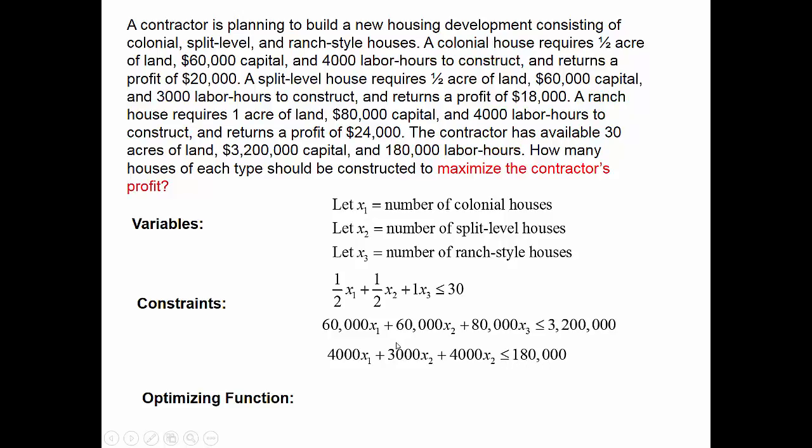The optimizing function is trying to maximize the profit. Let's look back at the problem and what it says about the profit. Colonial house has a profit of 20,000, split level a profit of 18, and ranch a profit of 24. So similarly, that would be 20,000 x1, 18,000 x2, and 24,000 x3. So there are our variables, constraints, and optimizing function. Now we're ready for putting those together into the simplex matrix.